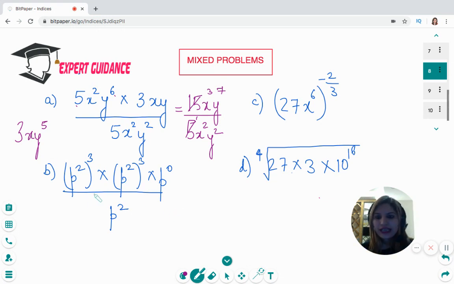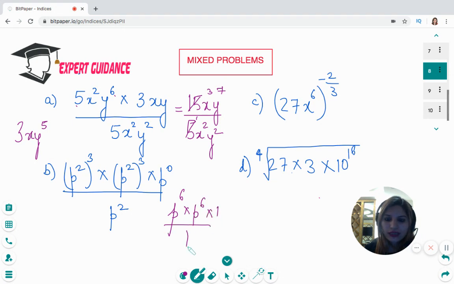Now let's do the second one. Second one is power to a power. p squared to the power 3. They get multiplied if you remember. 2 times 3 is 6. 2 times 3 is 6. And you know p to the power 0 is 1. And that is p squared. So let's just solve the numerator first. 6 add 6 is 12, over p squared. Then we'll do 12 minus 2. So p to the power 10 is the answer.